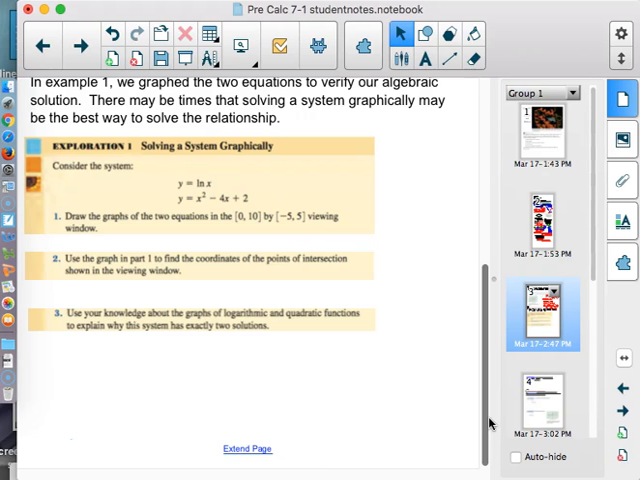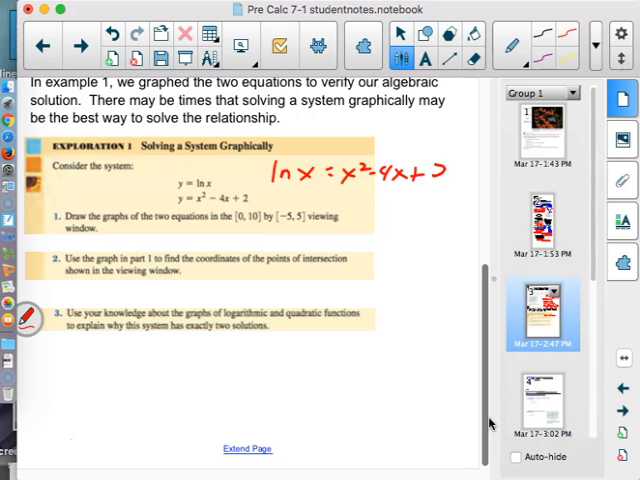And what would we do if we set this up algebraically? It's y equals natural log of x. We'd substitute natural log of x equals this. Oh my goodness, now what? You know, so we've got natural log in with a quadratic. Easiest way to do this one is just going to be able to see where those intersections are. So number one says draw the graphs of the two equations, and they're giving us a window here.